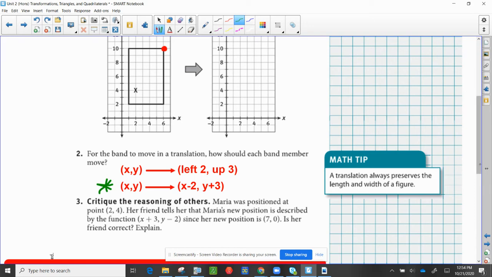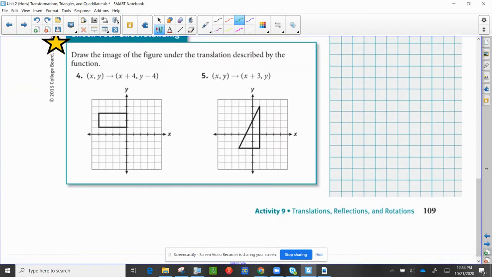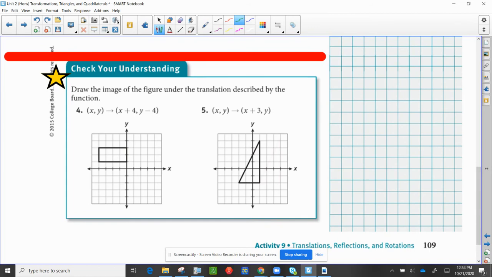Okay, let's just jump to this check your understanding here. I'm going to have you guys try these problems. Draw the image of the figure under the translation described by the function. We have a rectangle here. This is our pre-image. They want you to translate it so that it becomes x plus 4 and y minus 4. And then in number 5, we're going to take this triangle and translate it to x plus 3, comma y. So take a second and draw those images based off of the pre-image.